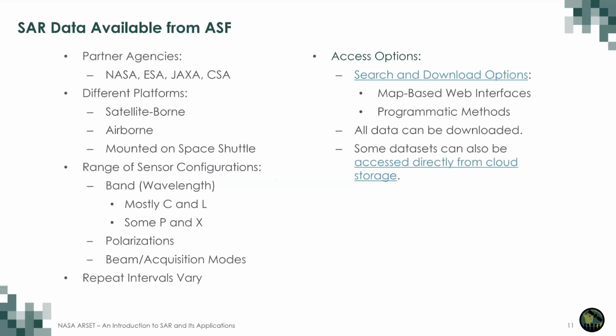There are a range of different sensor configurations that can be used for SAR, and when you're looking at a data set, it's important to know what these configurations are. Most of the data in our archive is collected in either C or L band. C band has a wavelength of about 5 to 6 centimeters, whereas L band is much longer at about 25 centimeters. We do have a few data sets that are in other bands, but they're very few and far between. You're probably going to be encountering mostly C and L band data.